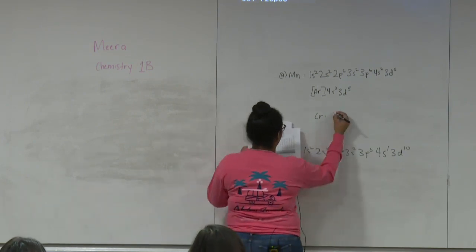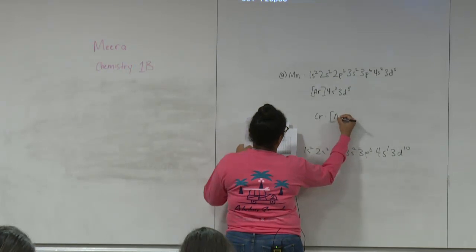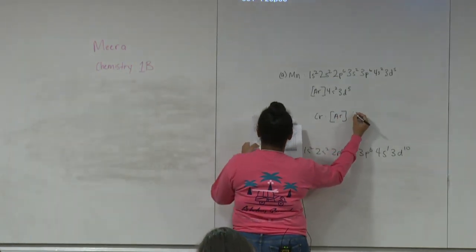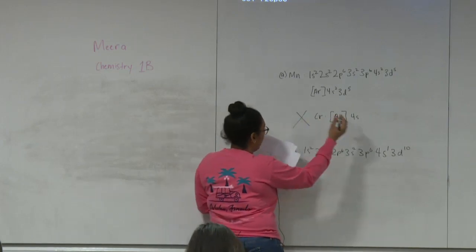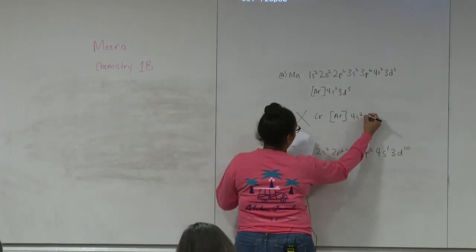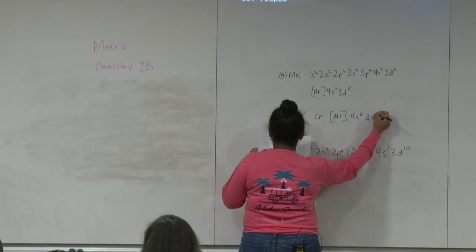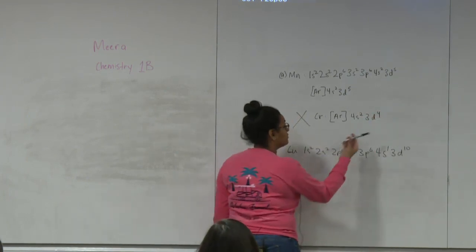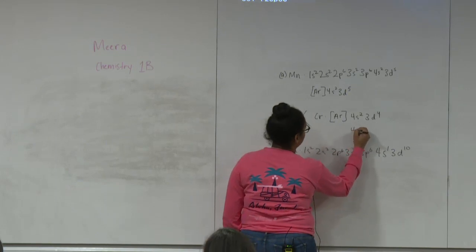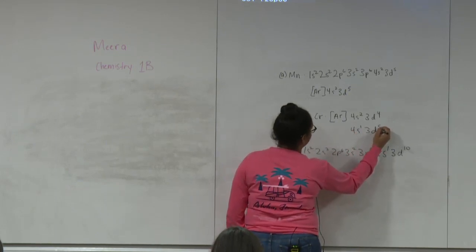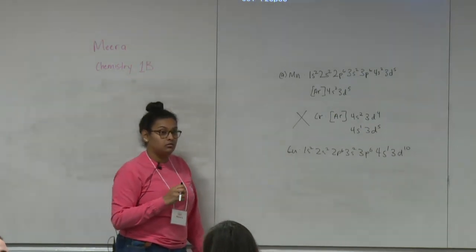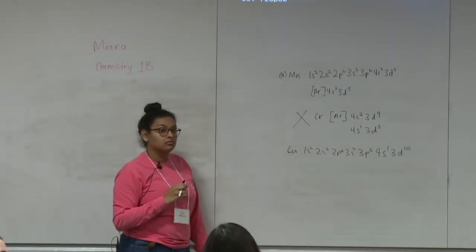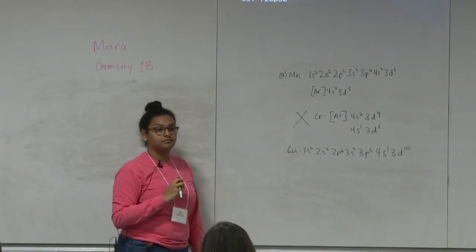So chromium, if you do the noble gas, you would think, this is the wrong one, this is not what it should be. You would put 4s2, 3d4, right? But it's so close that it would actually be 4s1, 3d5, because a half-filled d orbital is much more stable. So basically, if you're one away from either being half filled, which is 5, or fully filled, which is 10, then you just remove it. Yes, basically.